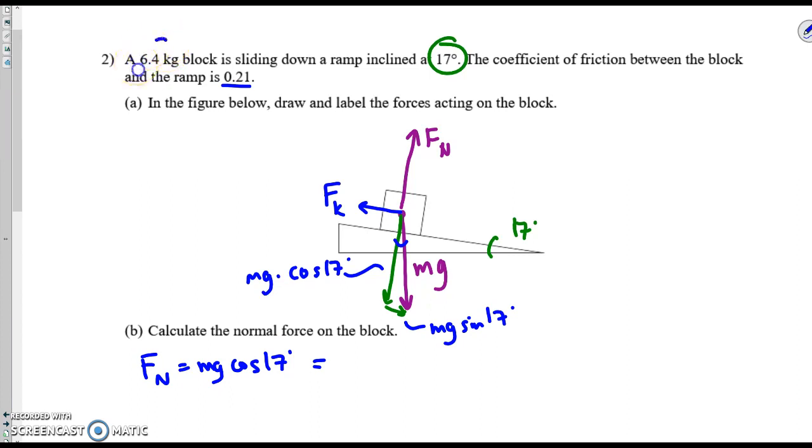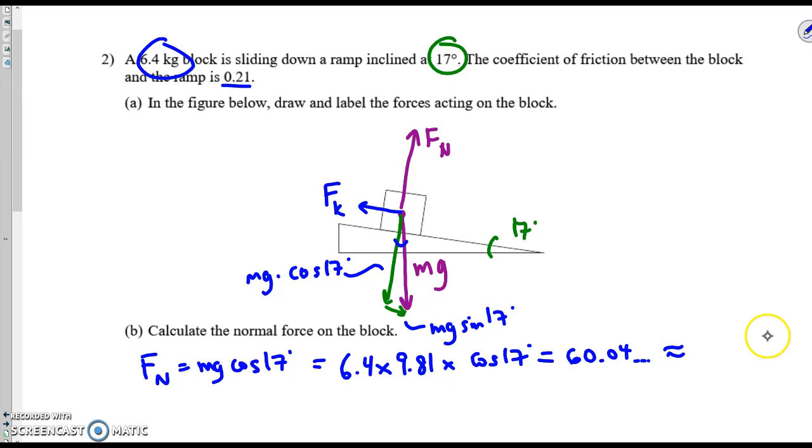When I plug in the mass of 6.4 kilograms, g is 9.81, cosine 17, what I get is 60.04... And I round that for 2 sig figs, so it's 60 newtons.